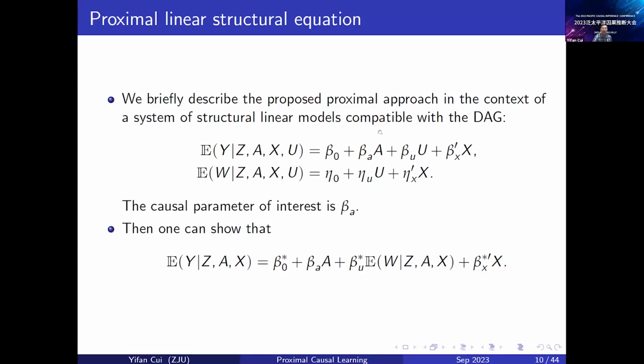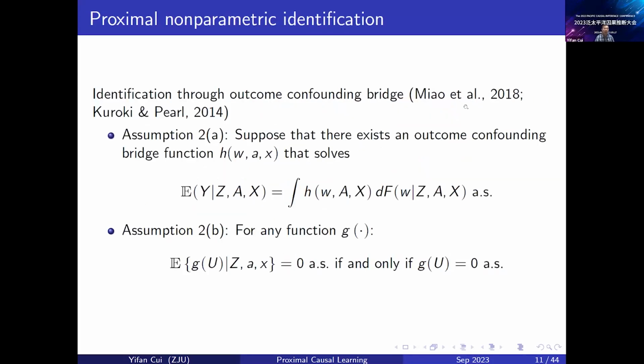Nowadays, we talk about machine learning and data science, so we want something non-parametric. Here is the first identification result through the outcome confounding bridge, proposed by Miao et al. 2018 Biometrika paper and Kuroki and Pearl 2014 Biometrika paper. They assume this assumption 2. Assumption 2A is that there exists an outcome confounding bridge function h that solves the expectation of Y given Z, A, X equals the expectation of h given Z, A, X. Let's assume it for now, and we will take a look at the implication in 2 slides.